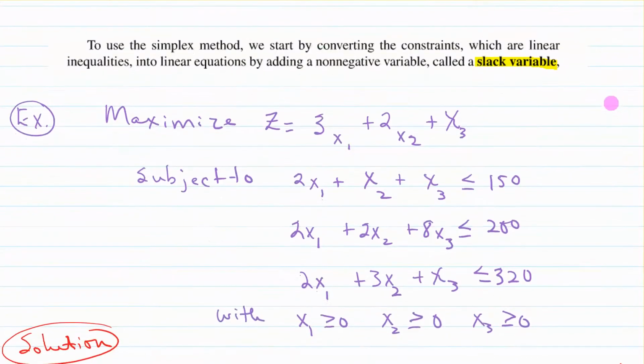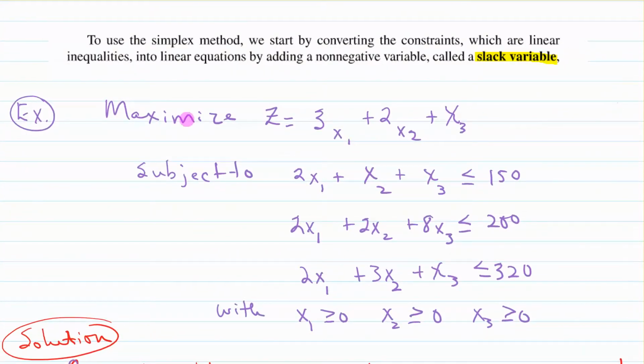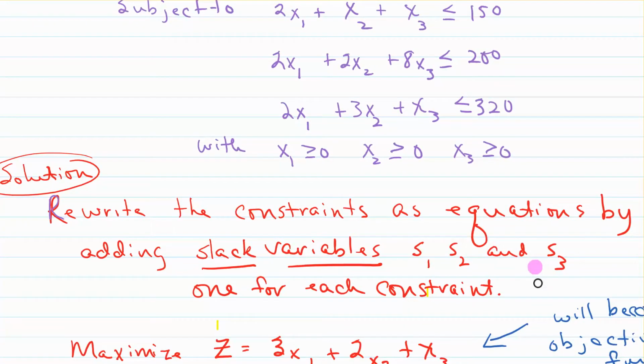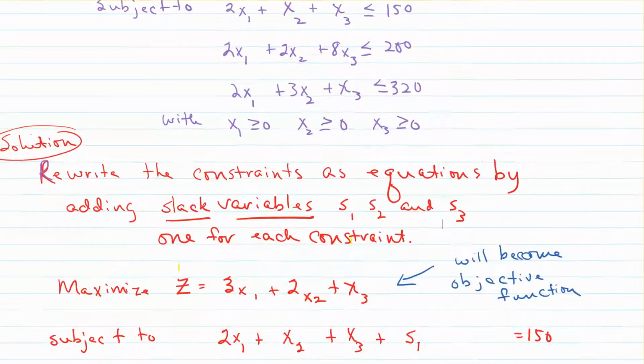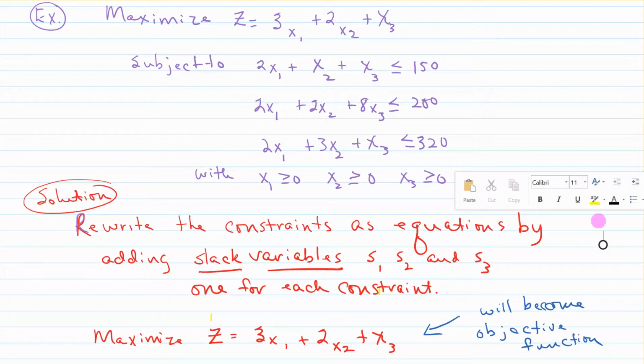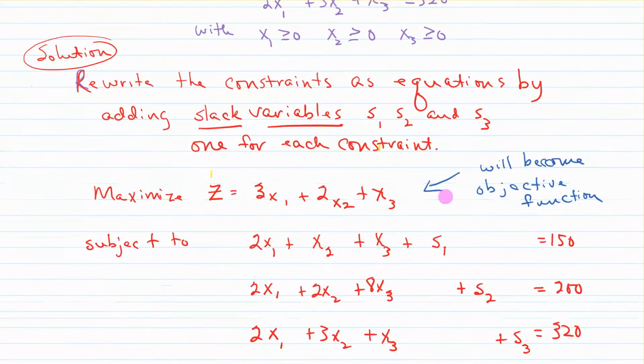Example. So we have this problem. Maximize z equals 3x sub 1, 2x sub 2 plus x sub 3, subject to these inequalities and all of these constraints. So the solution, we're going to rewrite the constraints as equations by adding slack variables S1, S2, and S3 for each constraint. So you look at the number of constraints, that's how many slack variables we're going to add. One for each, all right?